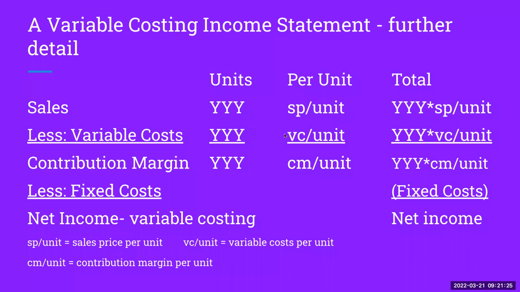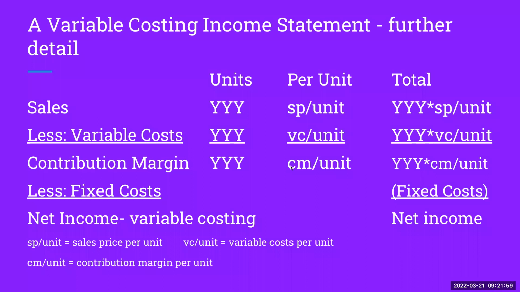And we're going to take that, multiply it by our variable cost per unit. That's going to give us our total variable costs. Now, once we have our sales minus our variable costs, this is going to give us the contribution margin, or the amount that's there to cover our fixed costs. But again, this relationship is absolutely critical. The contribution margin is going to be the number of units times the contribution margin per unit.